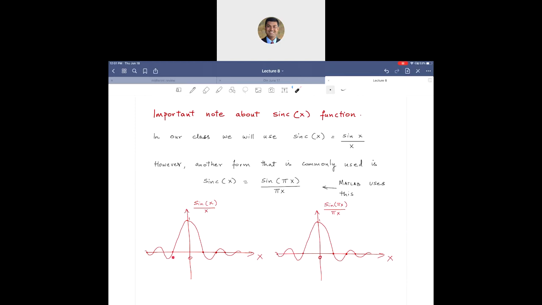On the left, I am sketching a sinc function. The x-axis is x, and I'm sketching the sinc function as sine x over x. On the right, I'm sketching the same sinc function, but here the definition is sine pi x divided by pi x. And the x-axis is also x. So it is good to know how they differ. Their peak is at x equal to 0, and after that it ripples down.